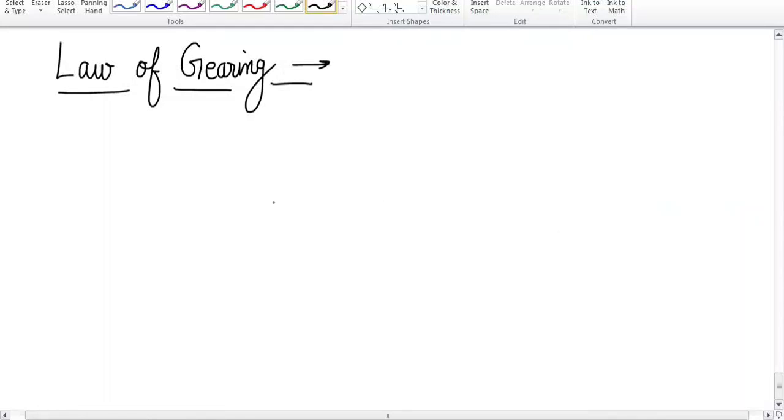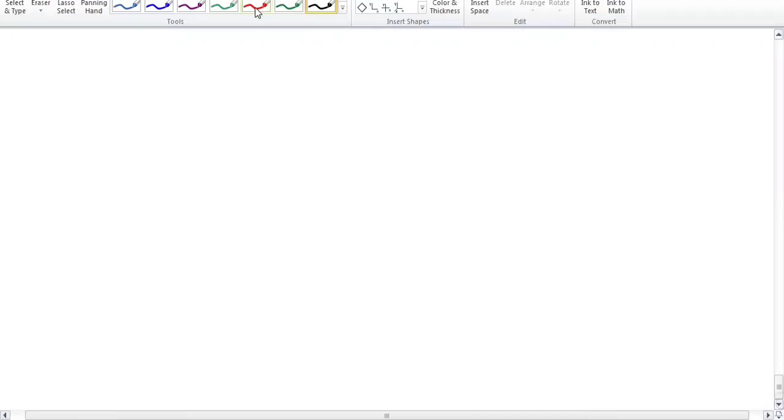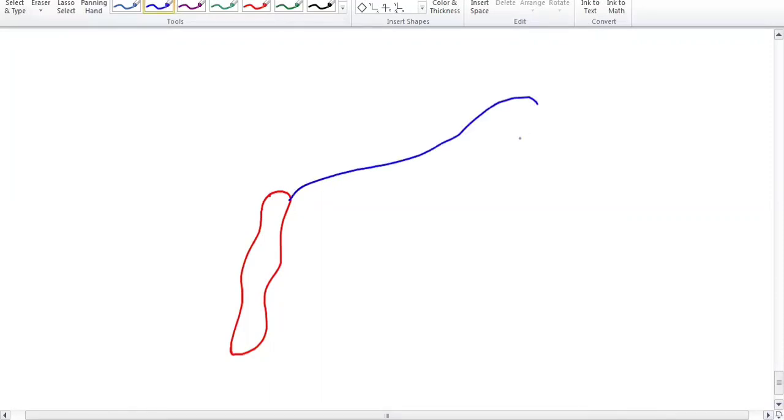Understand it better. Suppose two gears are there, and now why am I drawing the diagram as irregular? Because right now I don't know whether they are gears or not. Suppose, Anjali, this is my first body, and I'm drawing it in this way. And there is another body, and that body is in this way. This is body number one, and this is body number two.